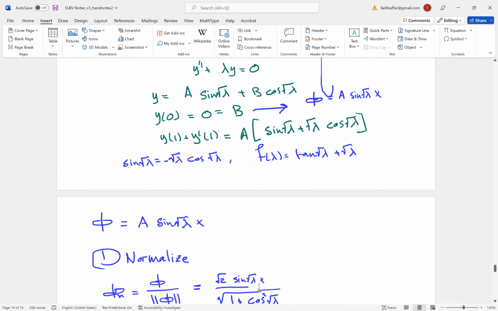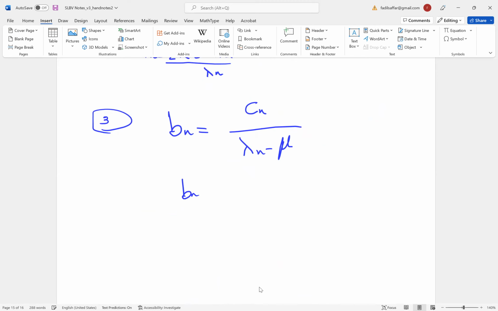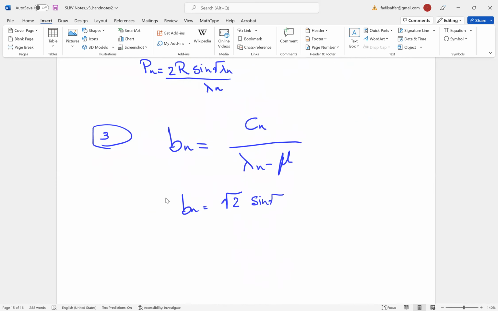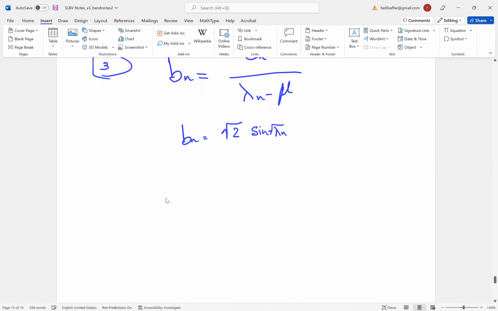So the final solution now is just Bn equal to, let me write it even including the Rn, so that's square root of 2 sine square root of lambda n, divided by lambda n square root of 1 plus cosine square root of lambda, and that's multiplied by 1 minus 1 over lambda n minus 2.